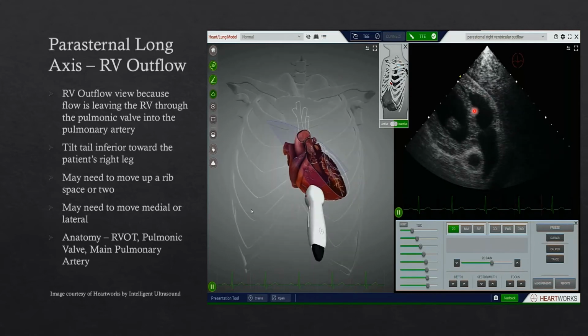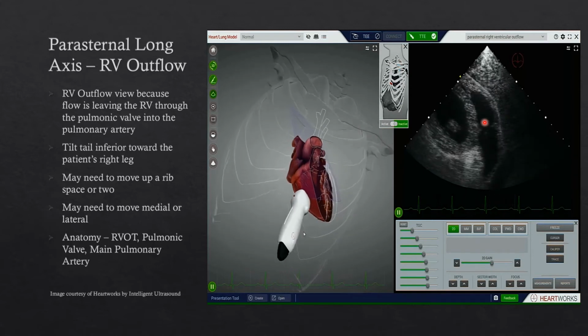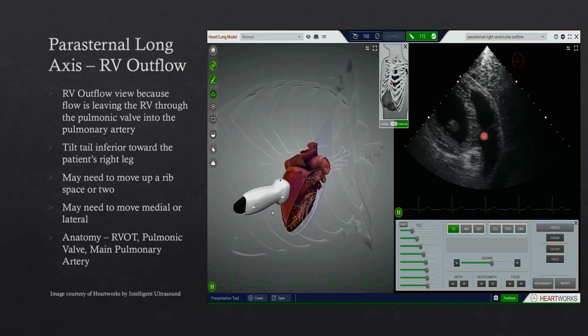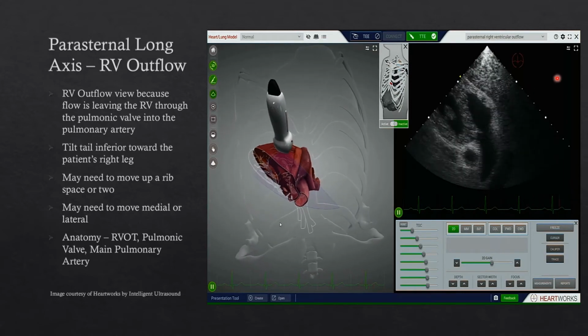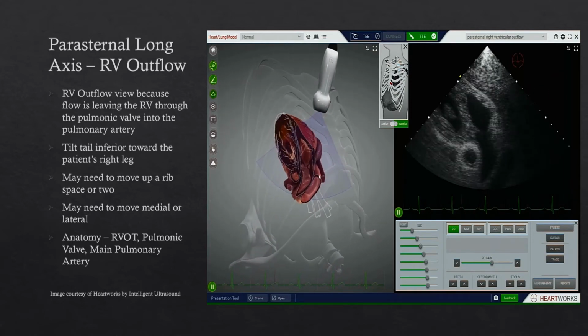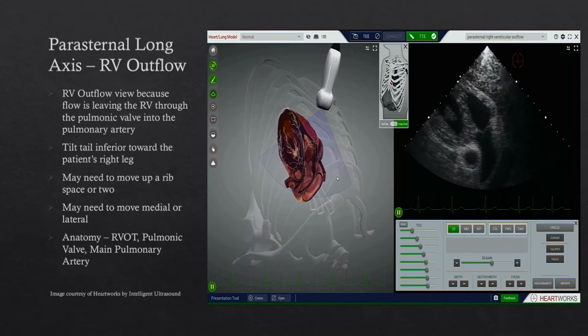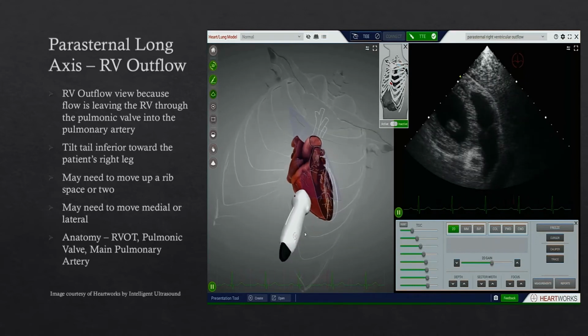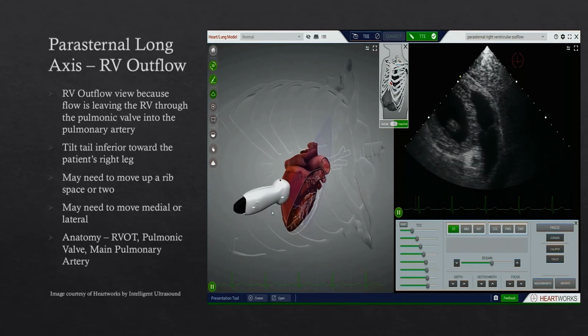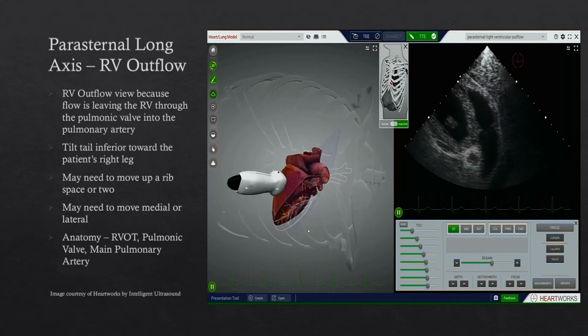Over here, we see that exact thing on our screen. This is our RV outflow. This is our pulmonic valve, and then our pulmonary artery flowing this way. Again, you may need to move around a little medial, a little lateral, maybe go up a rib space or two to find this view. But that's essentially what we're seeing. So we're tilting the tail just the opposite of what we do to find the RV inflow view to see that flow going out through the pulmonary artery.